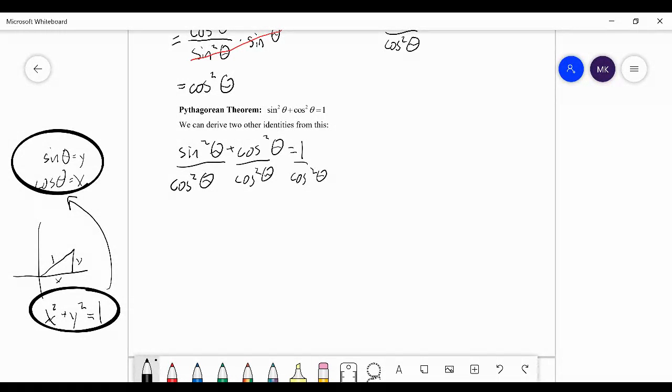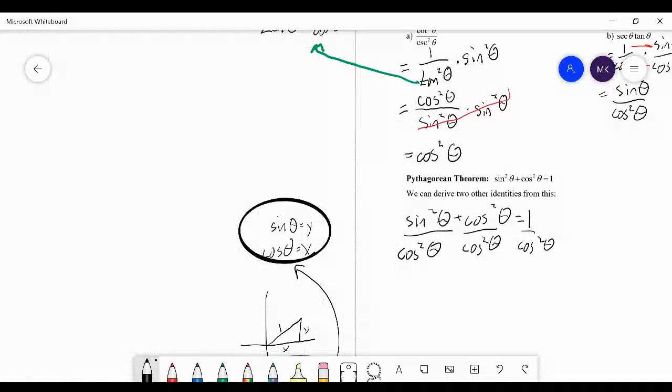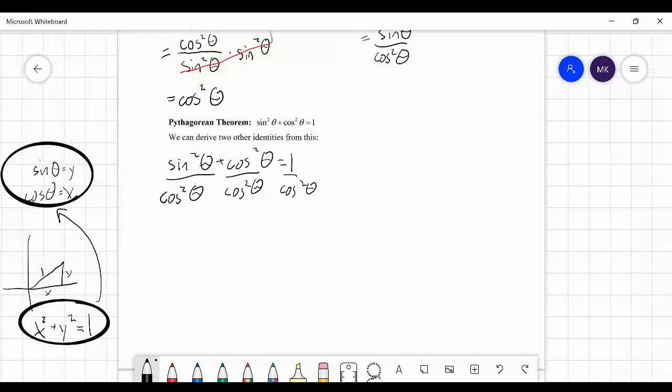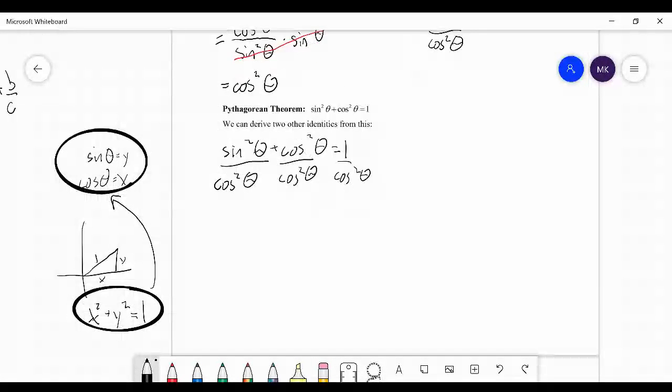Now, you may be asking, well, hang on, on the left side I can't divide each piece individually. I have to divide the whole entire side. A little side note, if we will: if I have A plus B over C, I can split this fraction to be A over C plus B over C. So that's why I can individually divide both the sine squared and cosine squared by cosine squared.